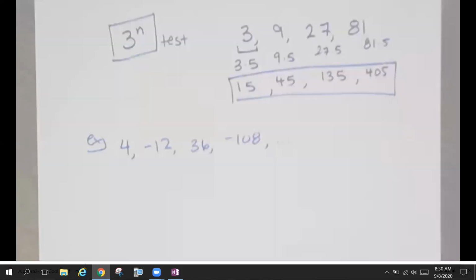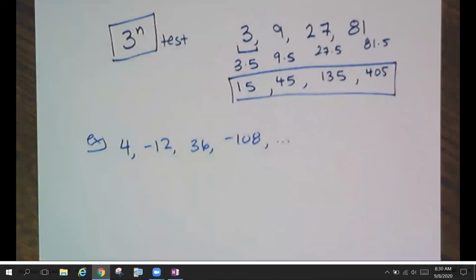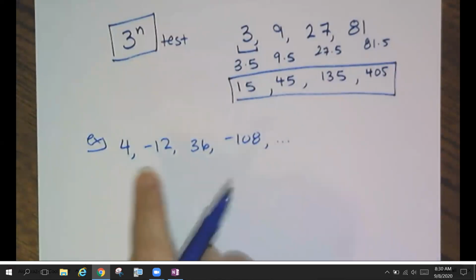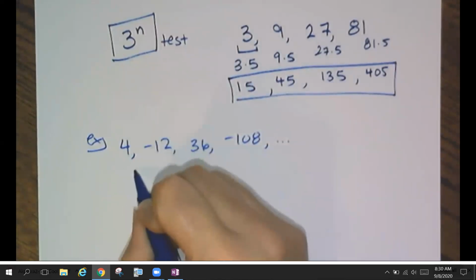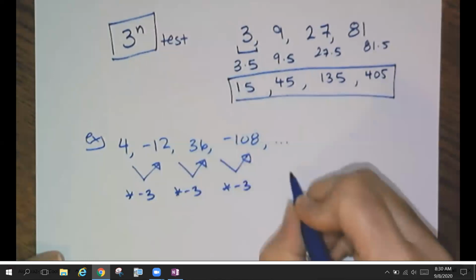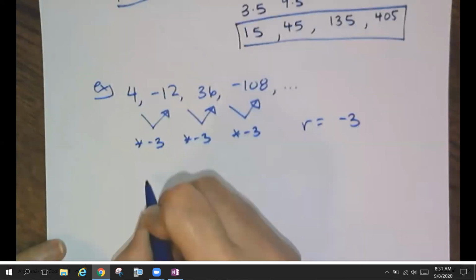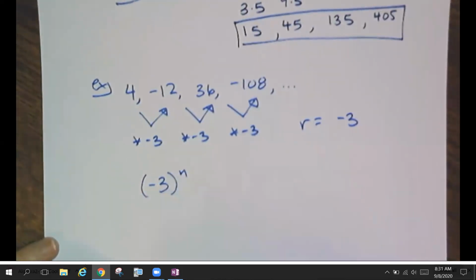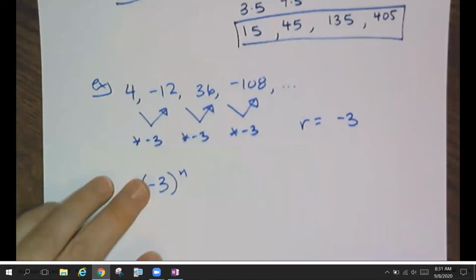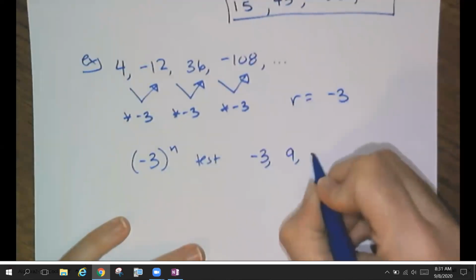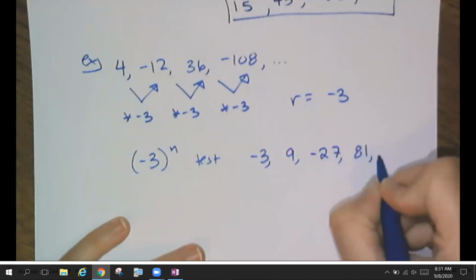All right. So if we look at this sequence, I see the signs are alternating. So that means that the common ratio is going to be negative. And what turns a 4 into a negative 12? Well, that's a multiplication of negative 3. So my common ratio is now negative 3. I know it has to have negative 3 to the nth power. Notice how I wrote that in parentheses. It has to be in parentheses if the signs are going to alternate. So I'm going to test this. So this one generates negative 3, 9, negative 27, positive 81, dot, dot, dot.